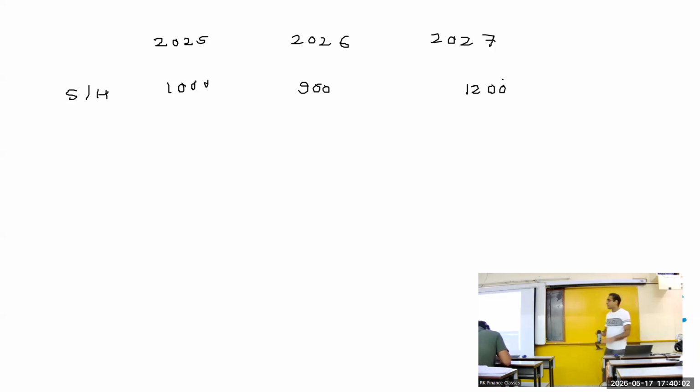Share capital was 1000 in the year 2025. And in 2026, the share capital has become 900. And in 2027, the share capital has become 1200. Comment what happened in 2026 and in 2027. Okay, share capital was 1,000, it became 900 and it became 1,200. Comment what happened in 26 and what could happen in 27.